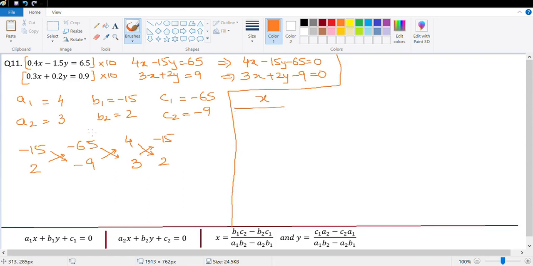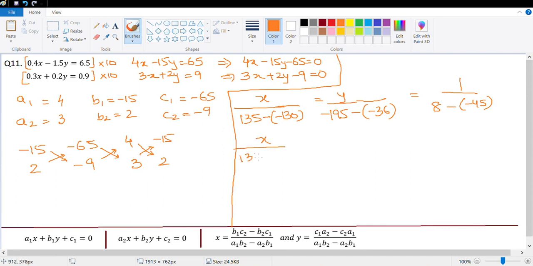So x upon negative 15 into negative 9, that's plus 135, minus negative 65 into 2, that's minus 130, which will be equal to y upon negative 65 into 3, that's negative 195, minus negative 9 into 4, that's negative 36, which is equal to 1 upon 4 into 2, that's 8, minus 3 into negative 15, that's negative 45. Yes, that's correct.